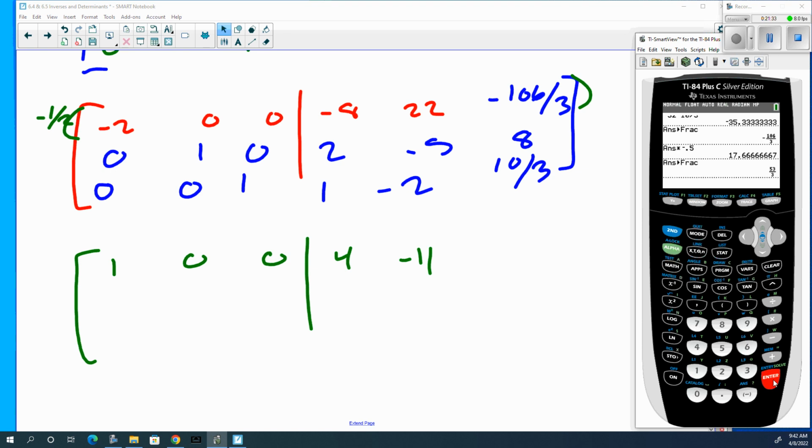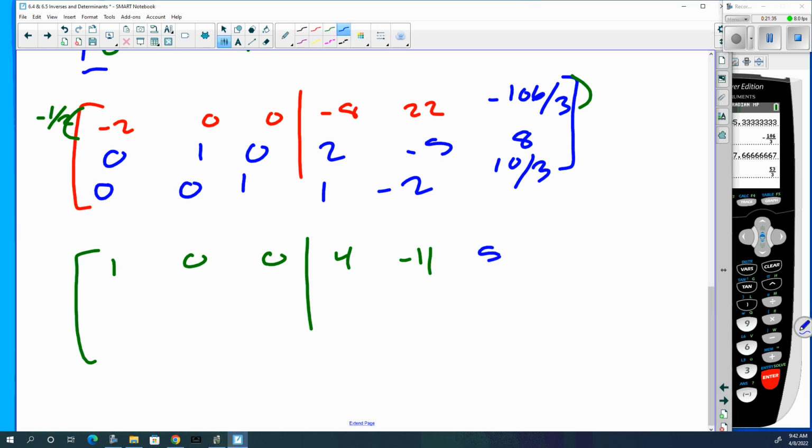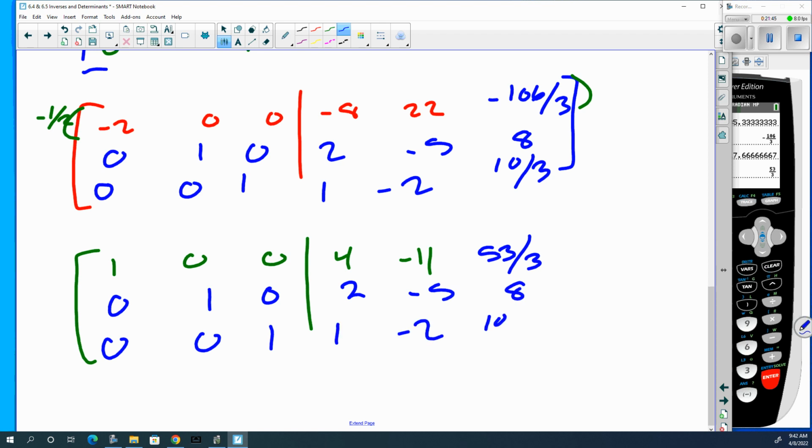And I get, I think that says 53/3. And then I would have 0, 1, 0, 0, 0, 1, 2, negative 5, 8, and 1, negative 2, 10/3. Okay, so assuming I didn't mess up anywhere in that long process, the inverse of matrix A would be this matrix right here. Okay, now I'm going to do it in the calculator, and we'll see if I messed up anywhere.